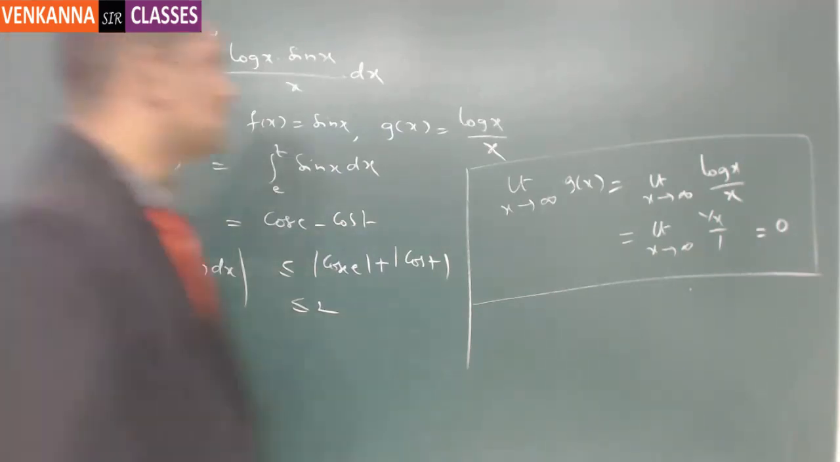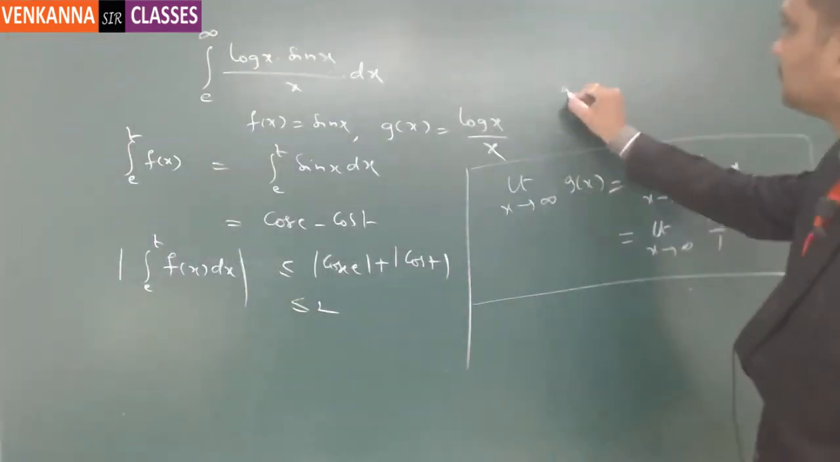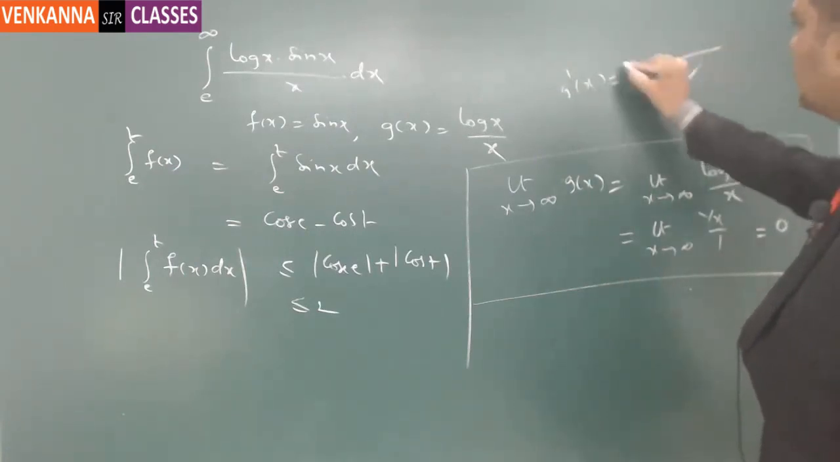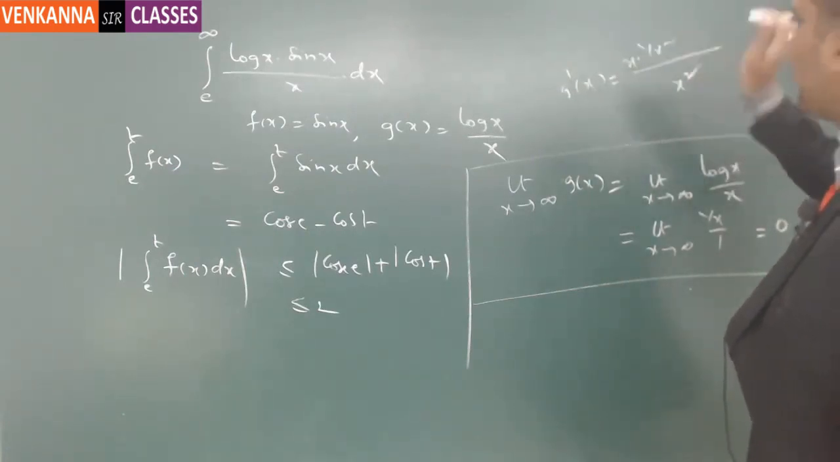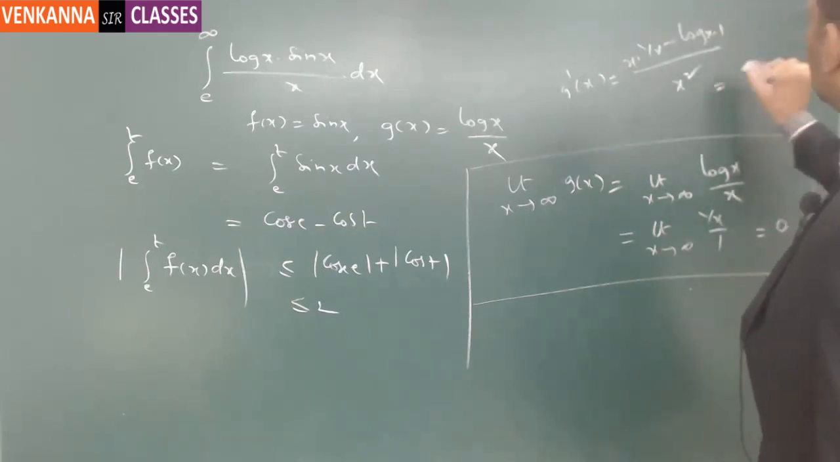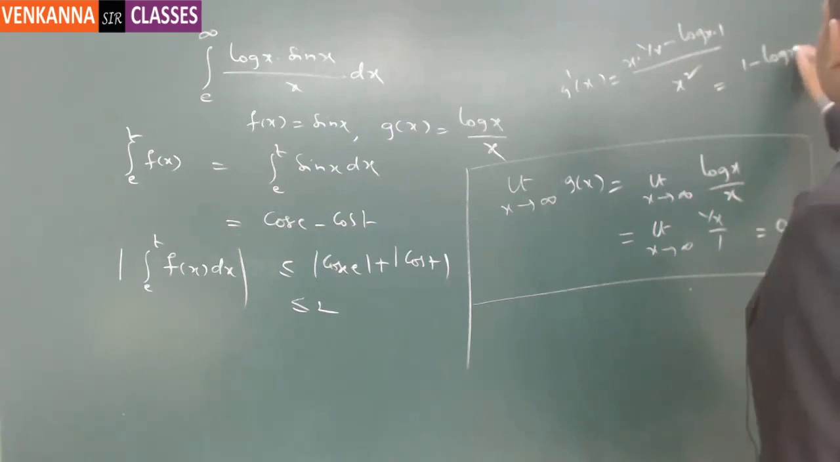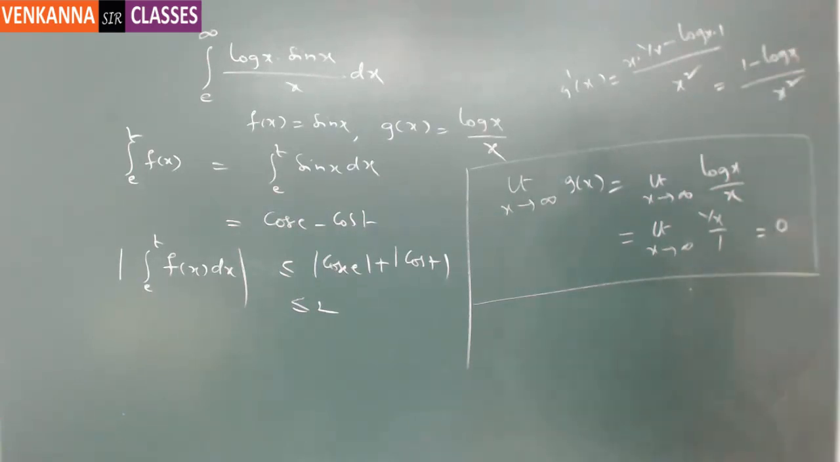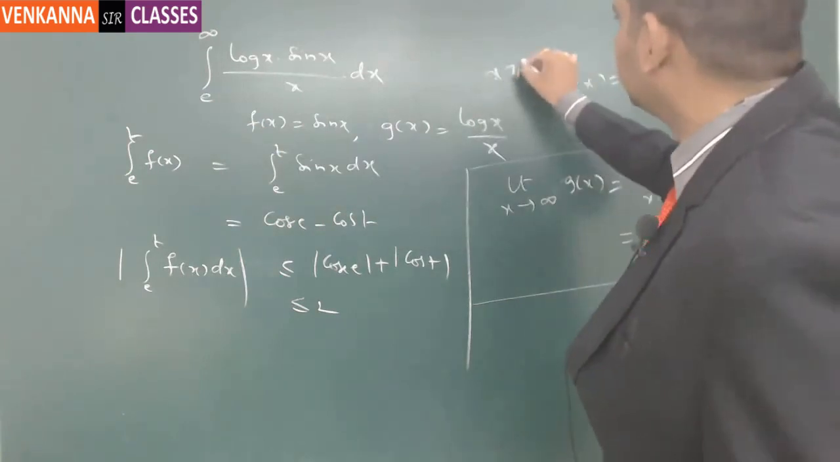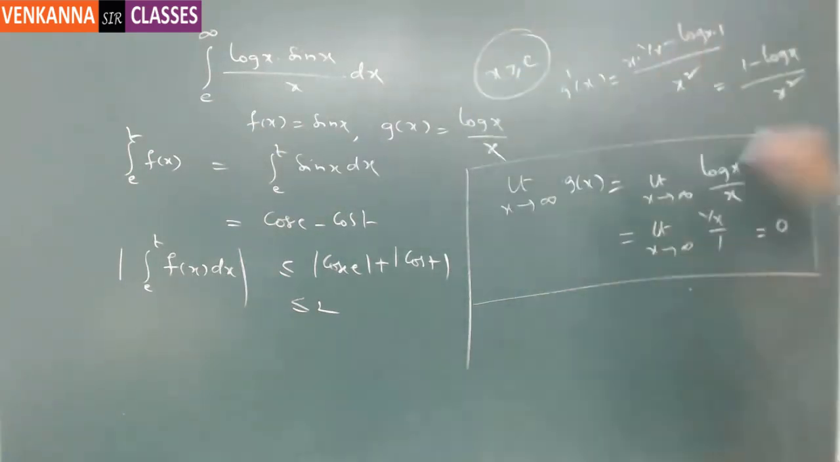So if you consider the g dash of x value, it will be denominator x square. So x into 1 by x minus log x into 1. So 1 minus log x by x square. Since you are taking x greater than or equal to e here, in the numerator it is less than 0.